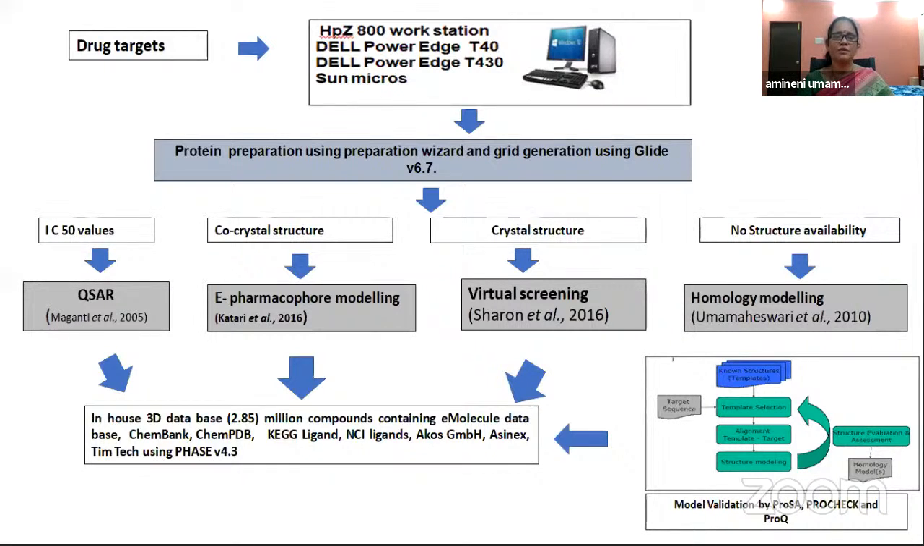Or if we have co-crystal structures, if we take the EGFR molecule, we will have more and more co-crystal structures. Based on that, we can generate E-pharmacophore models and screen the databases. And if only the crystal structure is available without the ligand, then we can go for virtual screening. So these are the three screening mechanisms: we can screen based on a QSAR model, a pharmacophore model, or virtual screening.